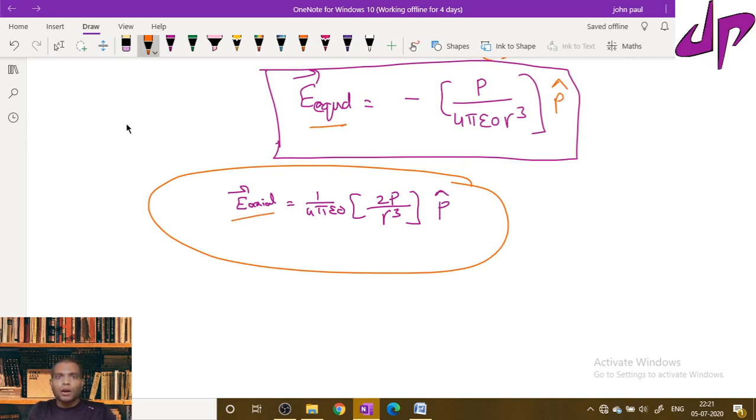They are not the same in terms of magnitude. It means the electric field along the axial point is greater than the electric field due to the equatorial point. So how much greater? In terms of magnitude, you can write that the electric field due to the axial point equals 2 times the electric field due to the equatorial point.